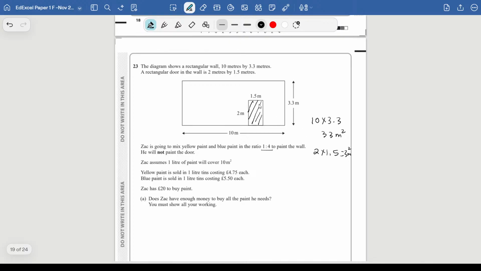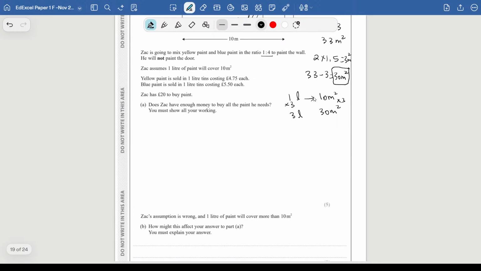He has to exclude this part when he's painting. So 33 take away 3 is 30 meters square. So this is the region he needs to paint, an area of 30 meters square. And he requires a liter to paint 10 meters. That's his assumption. So if 1 liter is required to paint 10 meters square, and he has to paint 30 meters square, he will need 3 liters. From 10 to 30, he has to do times 3 here. So he will need 3 liters of paint.